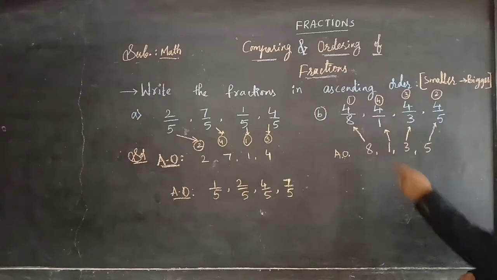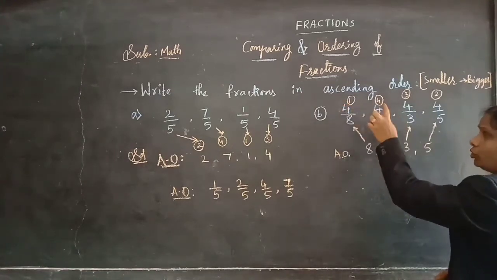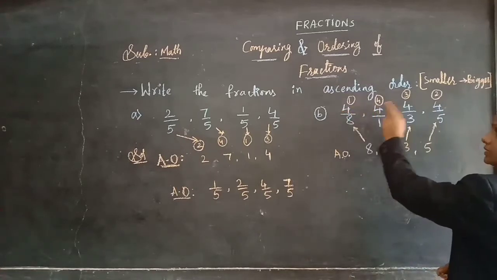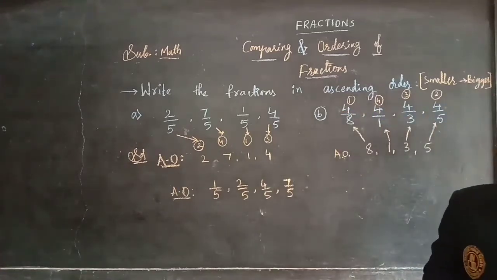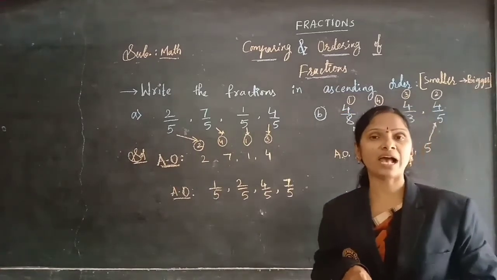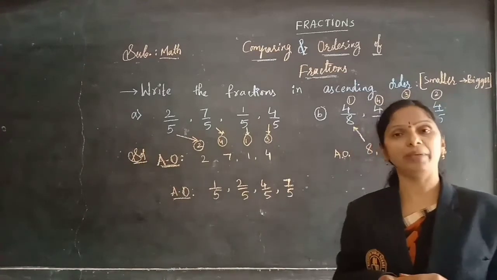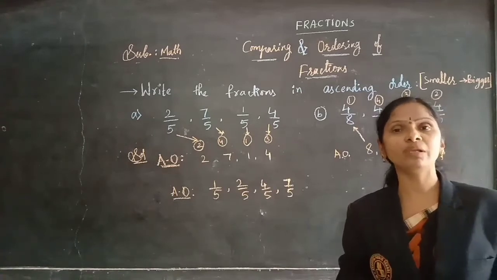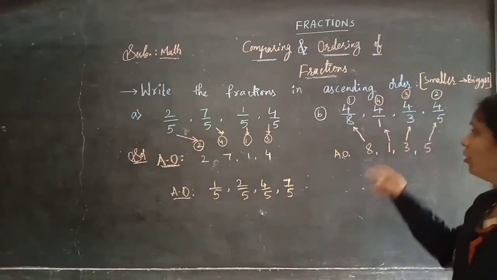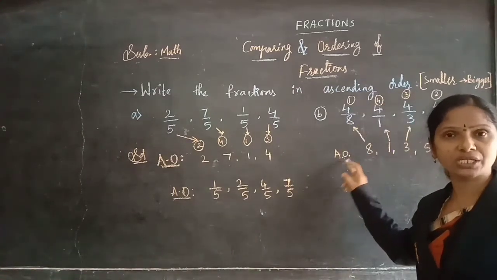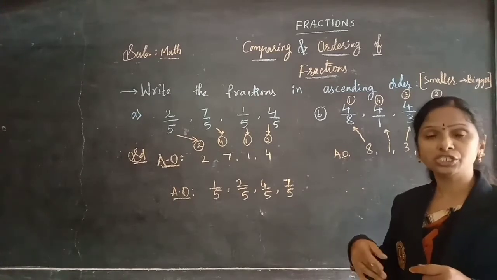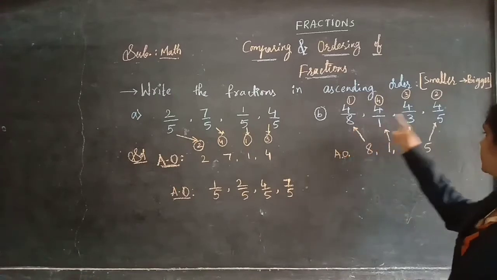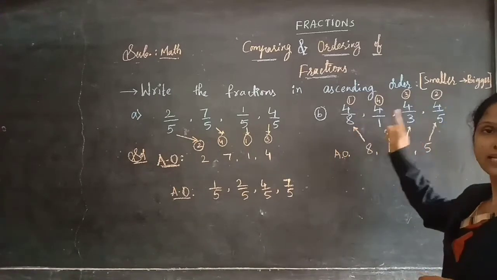Again I am repeating, children. When the numerators are same, in unlike fractions with the same numerators, reversely you need to take. The smaller the denominator value, the bigger its value will become. The bigger the denominator, the smaller the fraction value will become, children. So when we require the smaller fraction, we need to search for the bigger denominator, nothing but 8. Next 5, next 3, next 1.